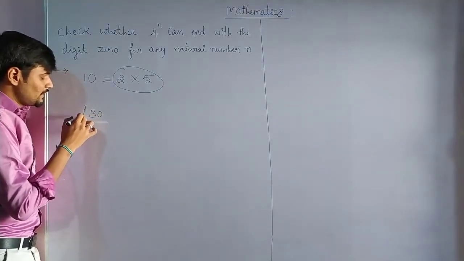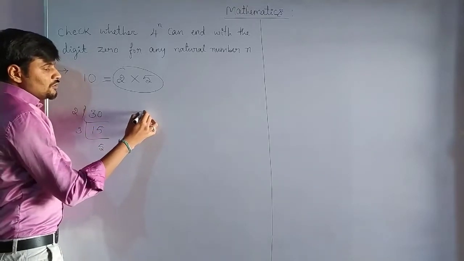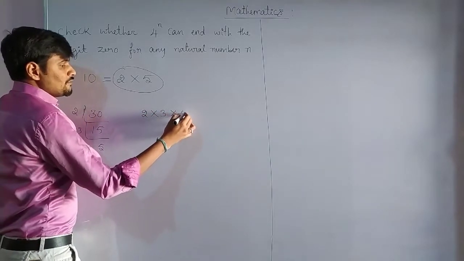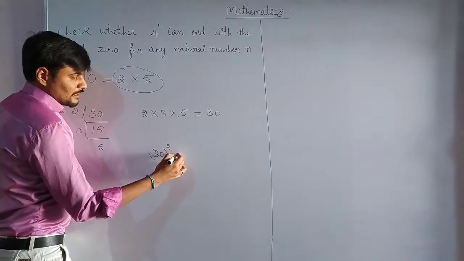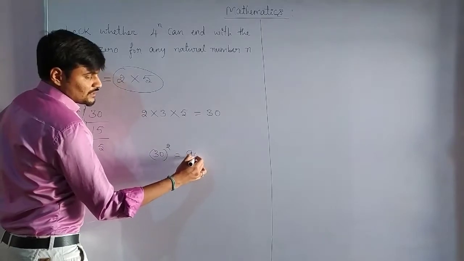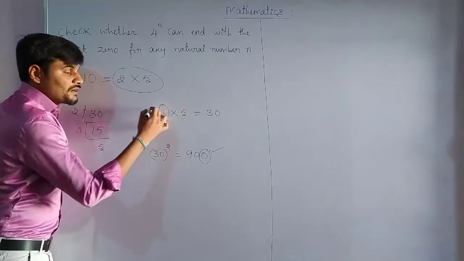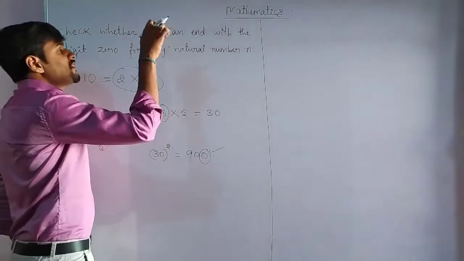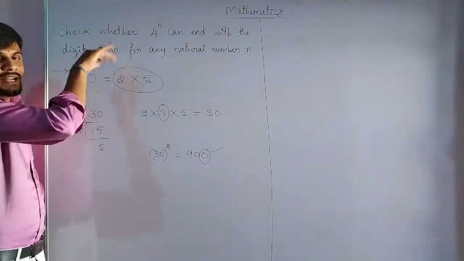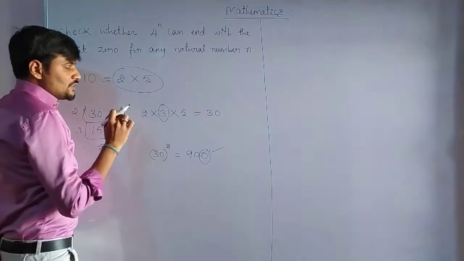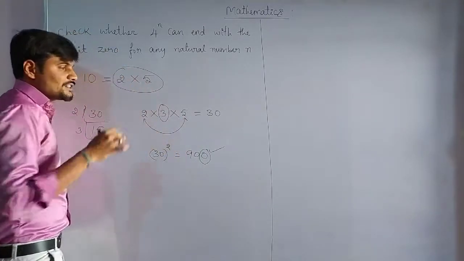What is the prime factorization of 30? 2 into 3 into 5 is equal to 30. Now 30 square, where 2 is a natural number, is 900. It ends with the digit 0, even though it has 3 as a prime factor. That means the condition is: if a number ends with the digit 0 after raising it to a power of any natural number, then it should contain 2 and 5 as its prime factors. That is the condition.